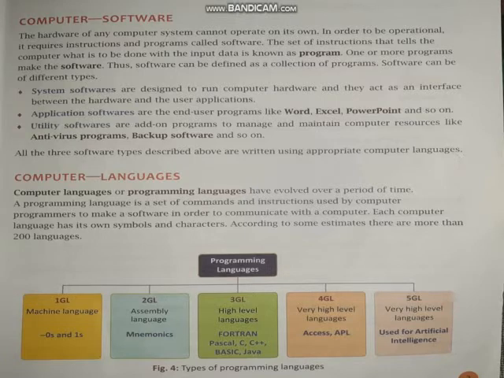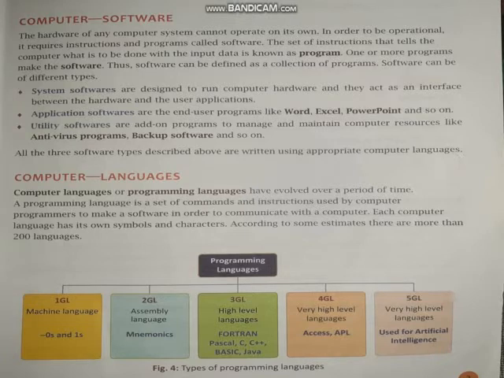Then after, application software. Application software are the end user programs like Word, Excel, PowerPoint and so on. And last one is utility software. Utility software are add-on programs to manage and maintain computer resources, like antivirus programs, backup software and so on. All the three software types described above are written using appropriate computer languages.